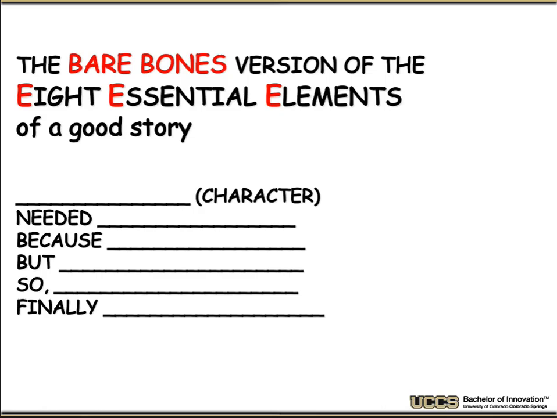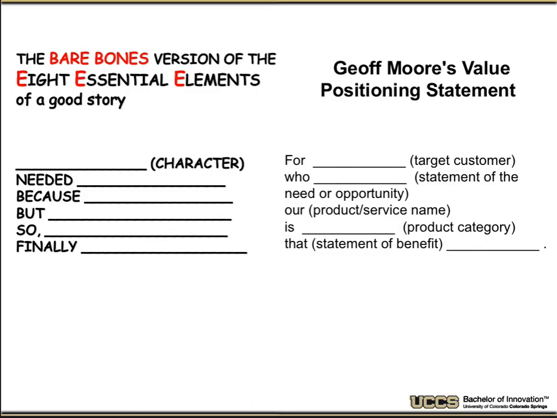Now, that's a standard storytelling bare bones element, but I also like to put this next to Geoff Moore's value positioning statement, which is for blank, the target customer, who statement of need, our product name is in some category that provides a statement of benefit. And you'll actually notice that many of these literally line up. A good value positioning statement, or a value statement, is a kind of essential good story if you have all those elements in there. So now let's talk about your storyboarding assignment.